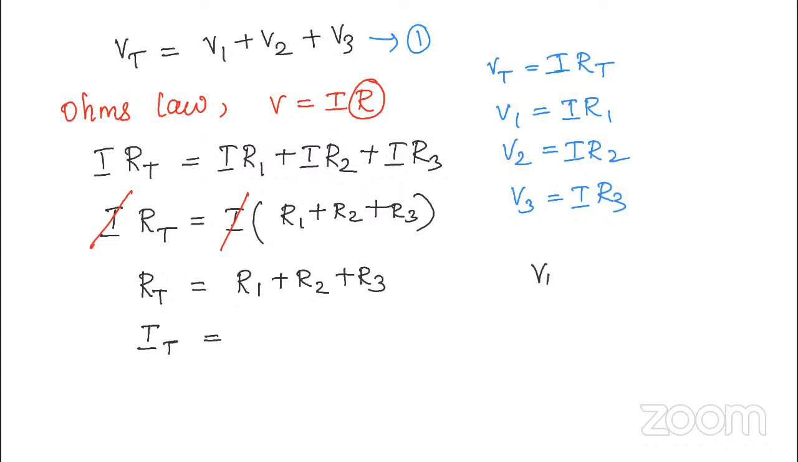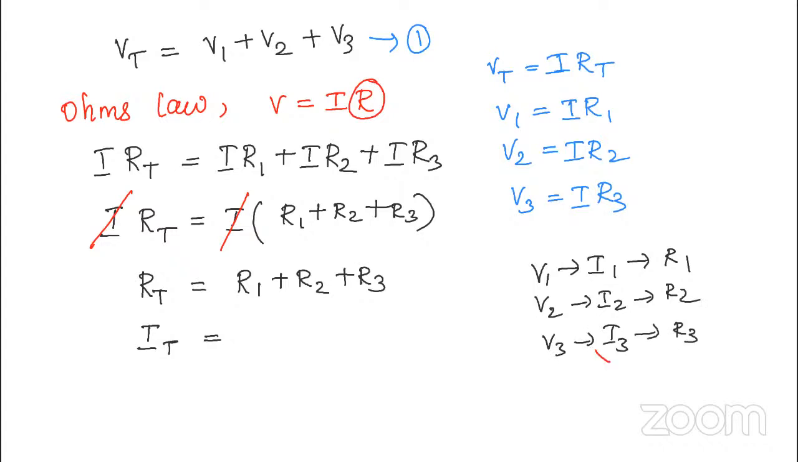So V1 ku corresponding I1 R1. Okay. V2 ku it is I2 R2. And V3 ku it is I3 R3. Okay. So inga current oda values ellame nambalukku it should be constant அப்படிங்கிறதுனால we are write it as IA.